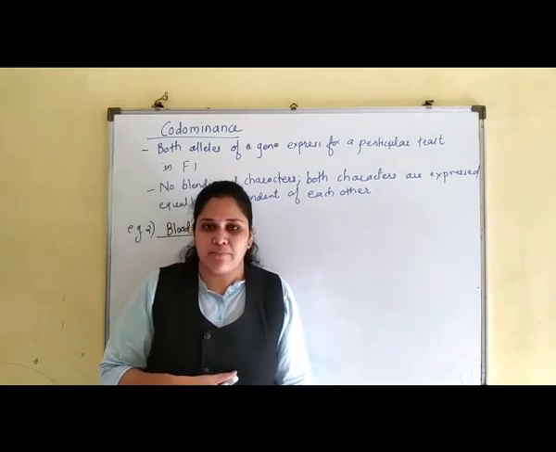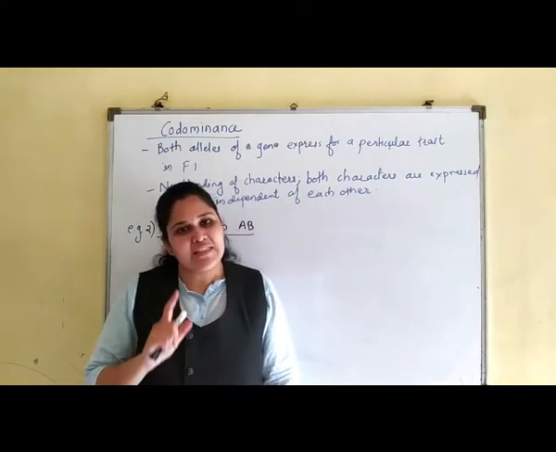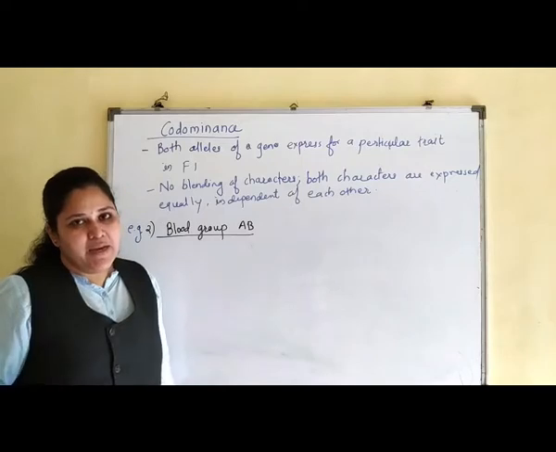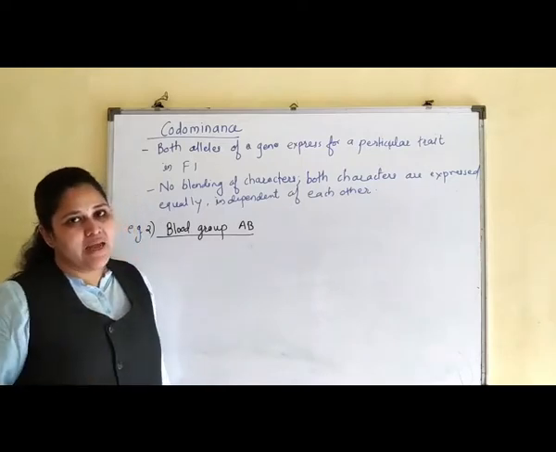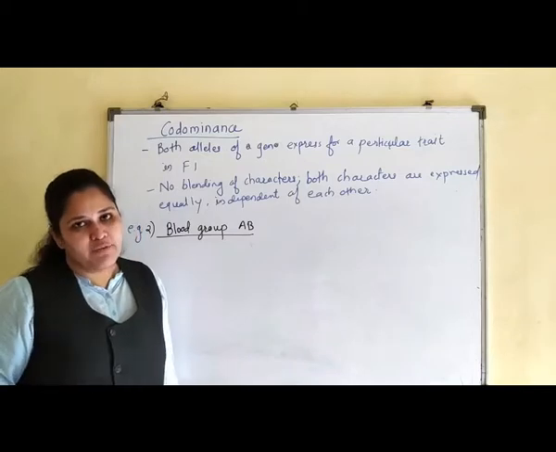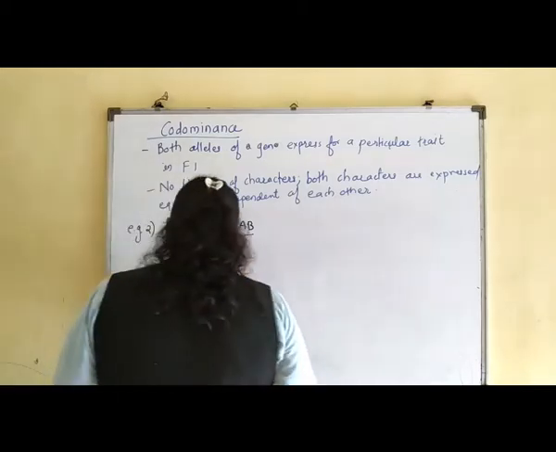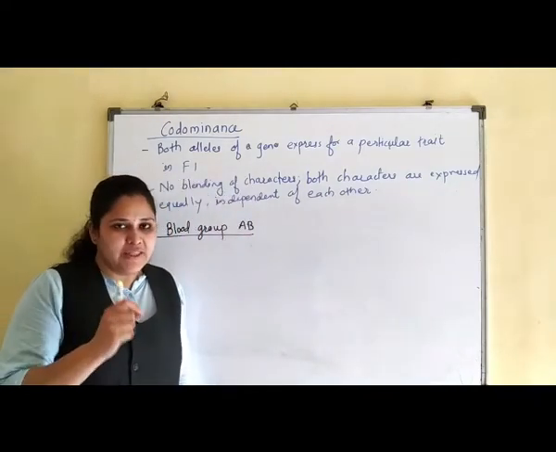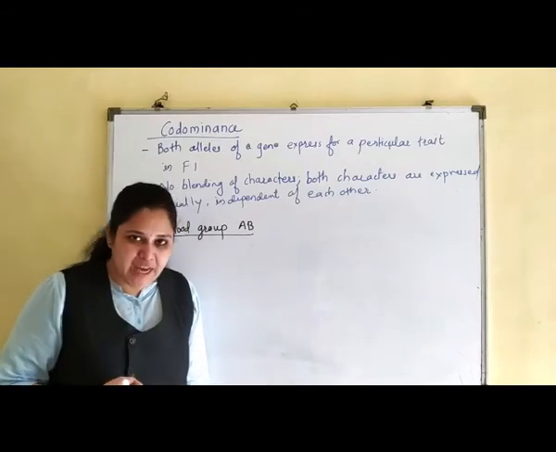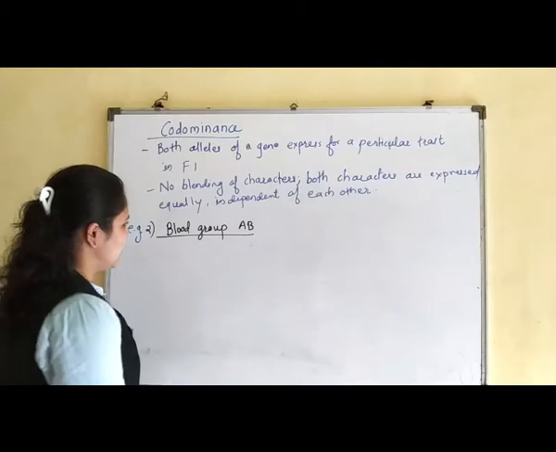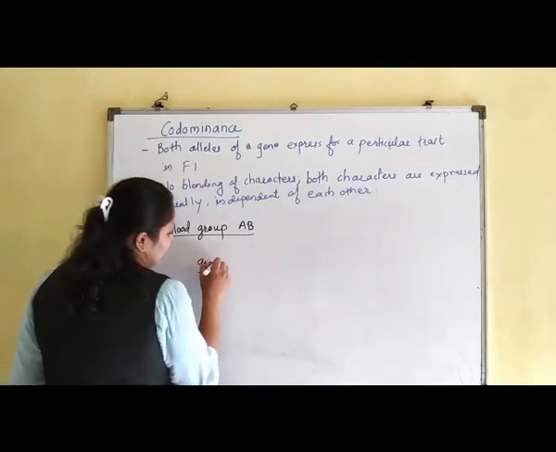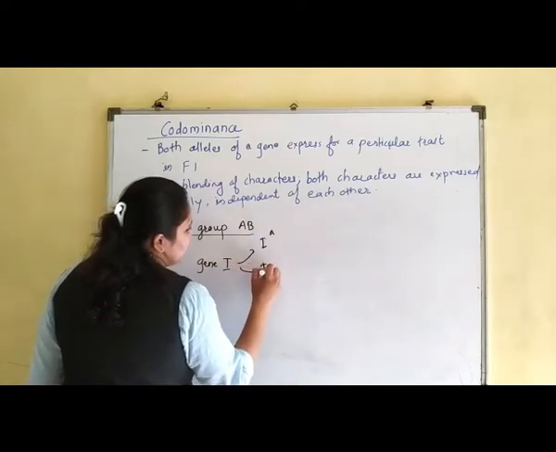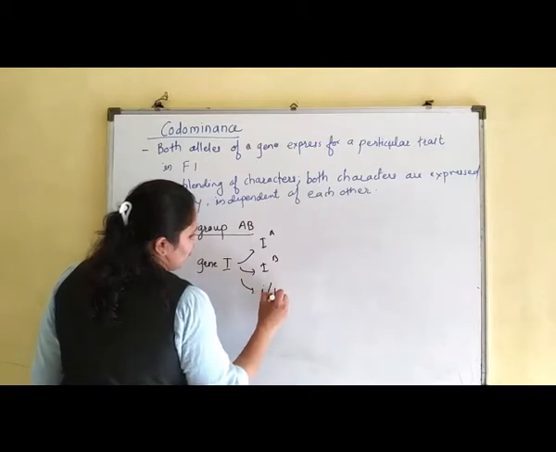So on the surface of RBCs we find A antigen as well as B antigen. In blood group AB, the alleles IA and IB are equally dominant, so both of them express and give the phenotype for AB. I think there is no need to explain because we have already learned that these blood groups are determined by gene I. This gene I has 3 alleles, that is IA, IB and small i, or IO.